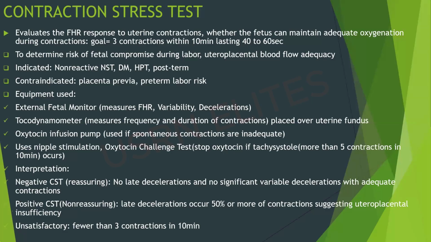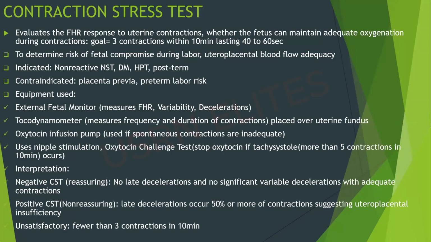We just want to have at least the minimum contraction that will let the child sustain. So 3 contractions is okay. We've passed the test. Once we have 3 contractions and each contraction lasting at least 1 minute, how is the baby going to sustain? Okay. So we just want to determine the risk of fetal compromise during labor, or uteroplacental blood flow adequacy.